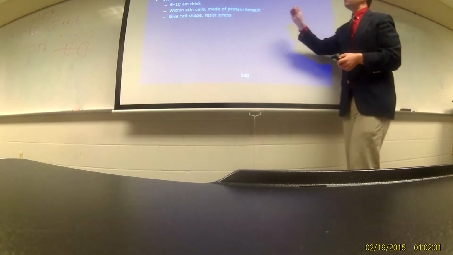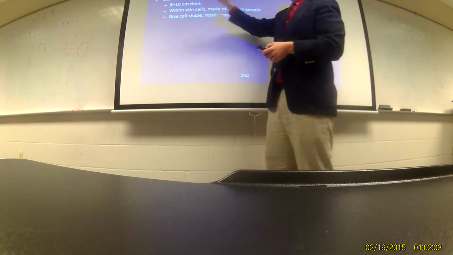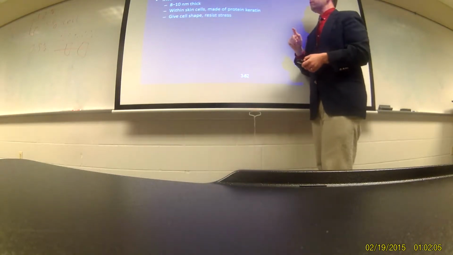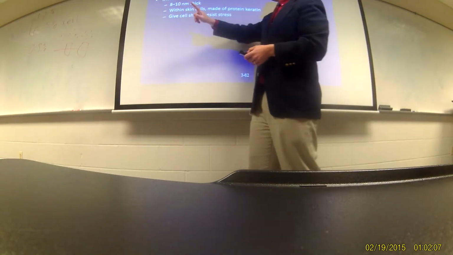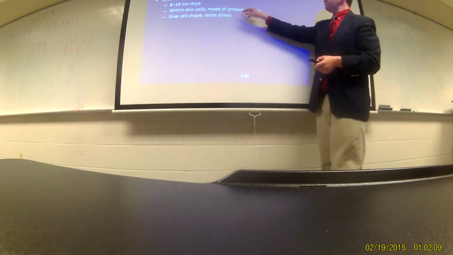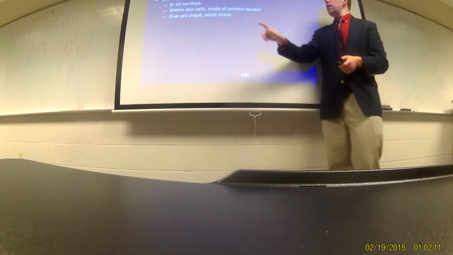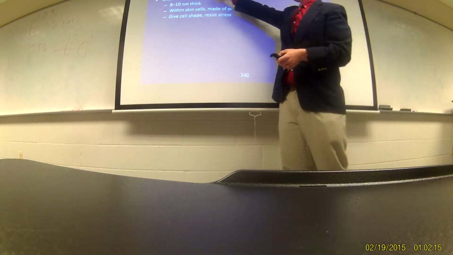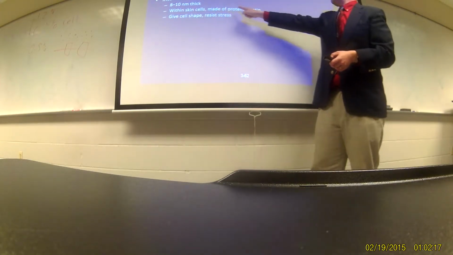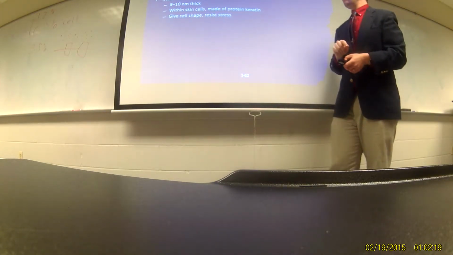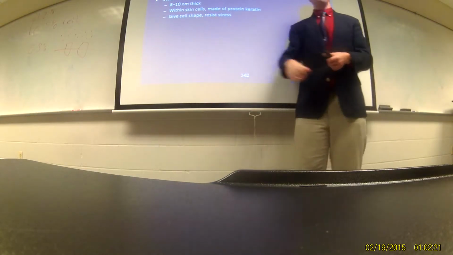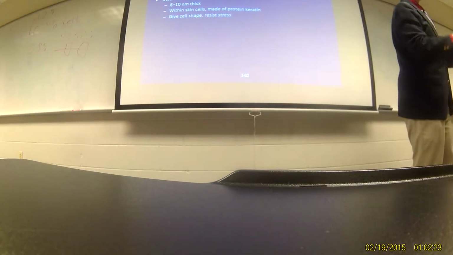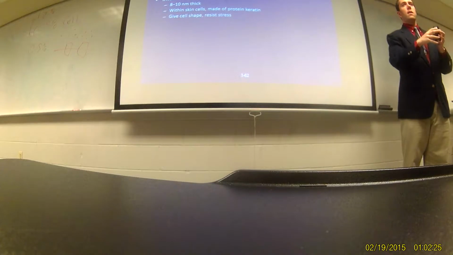Slightly larger than the microfilaments are the intermediate filaments. These are 8 to 10 nanometers. These are primarily within our skin cells, and these are made of keratin. Microfilaments are made of actin, intermediate fibers made of keratin. These are going to give the cell a shape, and they're going to allow it to bounce back when you compress them.